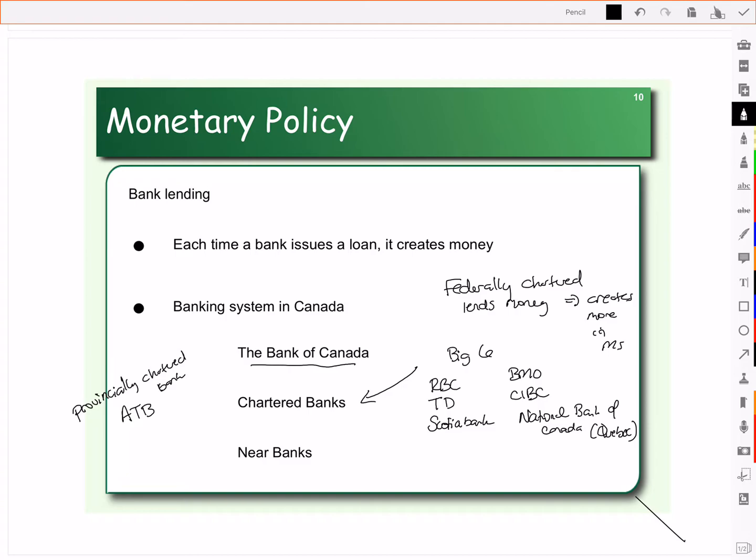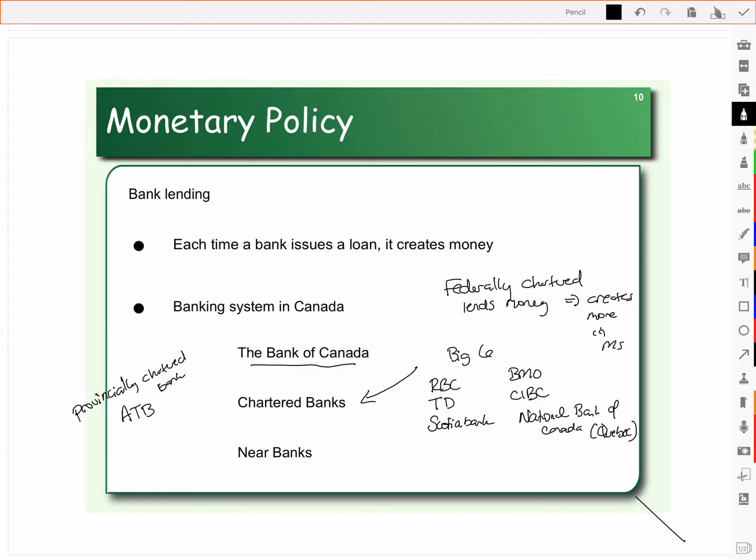Now, the impact that it has on these banks, besides the fact that who regulates you, who controls how much cash you have to hold, things like that, the other impact is what if your bank runs out of money? Who bails you out if your bank goes under? Well, if Royal Bank runs out of cash, they can borrow money from the Bank of Canada. If ATB runs out of cash, they have to borrow money from the province. So it is who is insuring you.